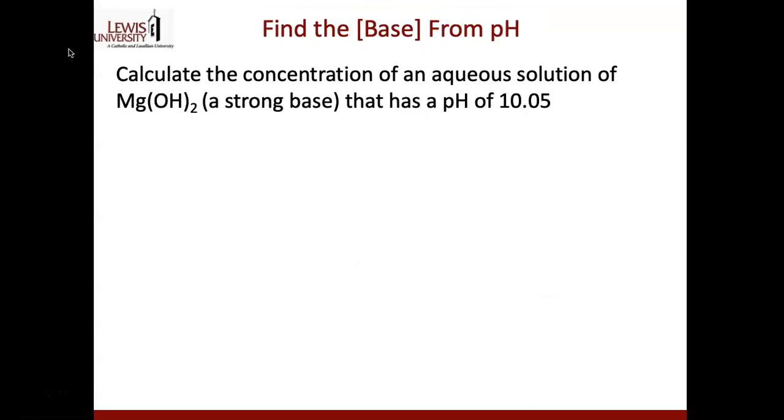All right, so the last calculation I want us to do is to calculate the concentration of an aqueous solution of magnesium hydroxide. It has a pH of 10.05. So what I want you to do is tell me what the concentration of magnesium hydroxide is if our pH is 10.05. Go ahead and pause the lecture and try to calculate that in your notes.